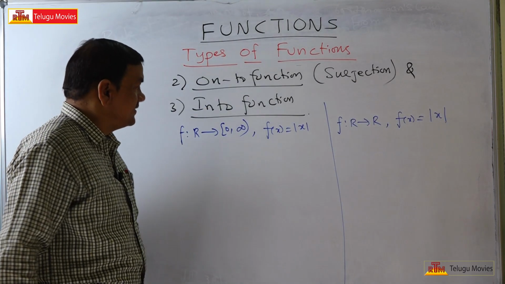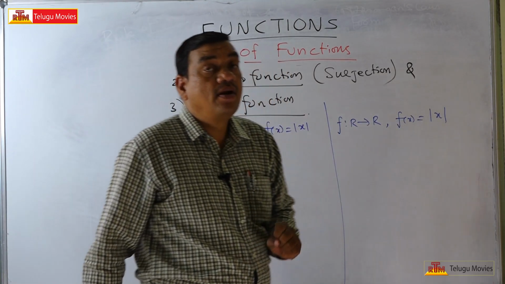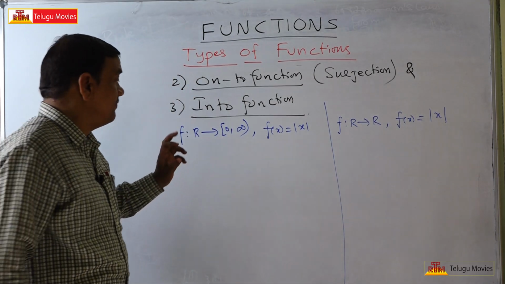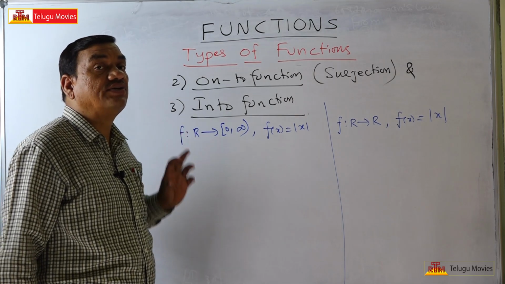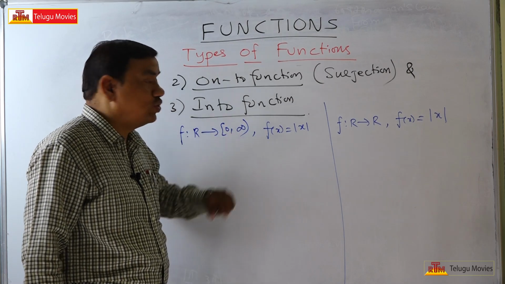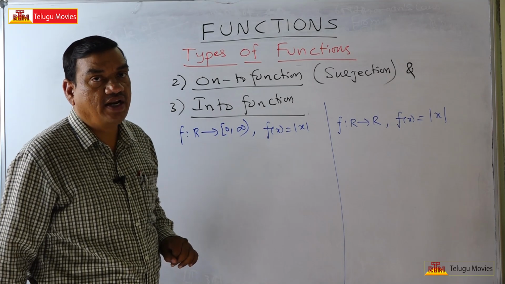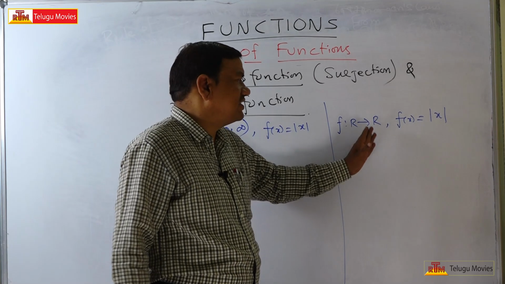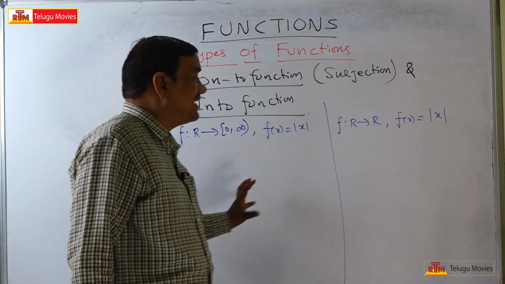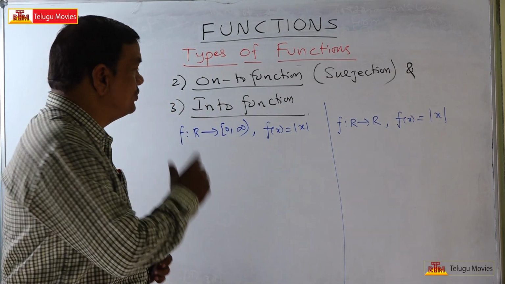Let us see that there are two functions here. Of course, both functions are defined the same, but their domains and codomains differ. For the first function, the domain is the set of real numbers, and the codomain is the set of numbers from 0 to infinity, that means 0 and positive real numbers. For the second function, the domain is real numbers and the codomain is also real numbers. Let us check graphically which function is onto and which is not.